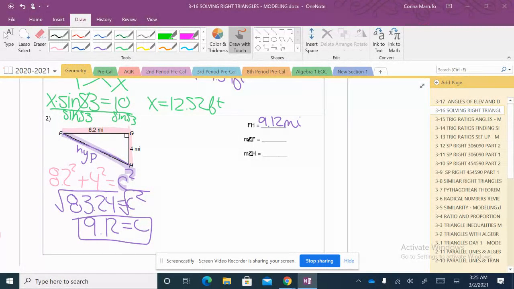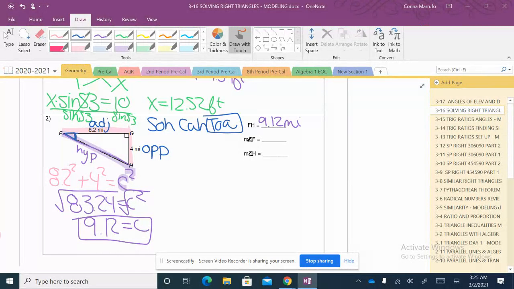Okay, so now we need to find angle F and angle H. So let's go ahead and start. We pick which one we want to figure out first. So I'm going to pick F. So if I'm looking for angle F, then they give me this one right here, which is my opposite, and they give me this side right here, which is my adjacent. So if I go back to SOHCAHTOA, that means that I am going to have to use my tangent function to find angle F.